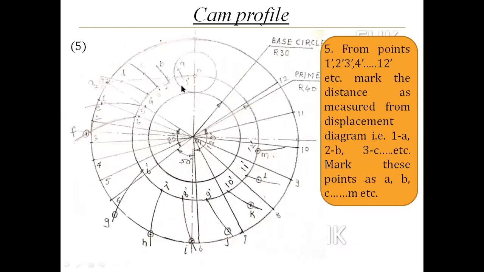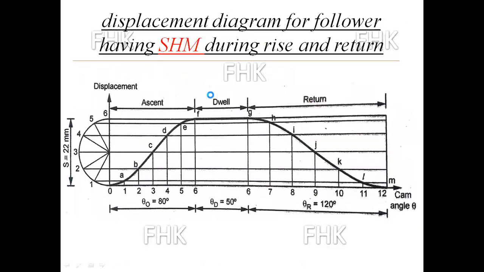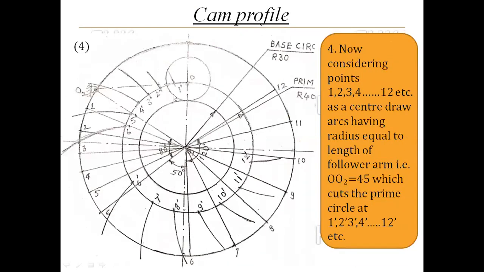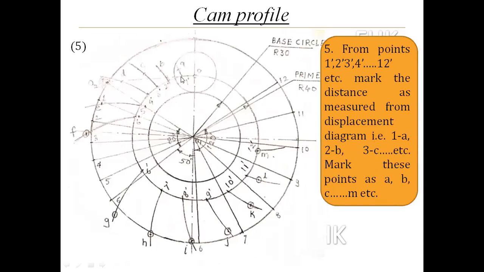Now the next step is, from the displacement diagram, take the distance 1a. Now come to the displacement diagram: that distance 1a, 2b, 3c, 4d, 5e. In this way, first you have to take 1a in the compass, and with 1 dash as a center, cut that arm, cut that curvature at point A.